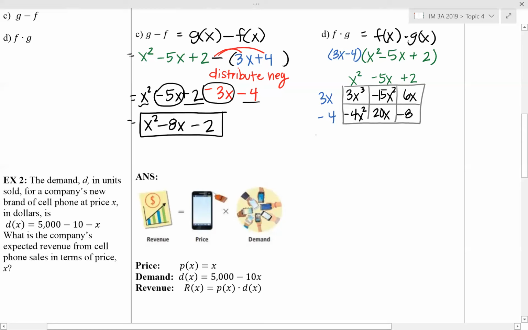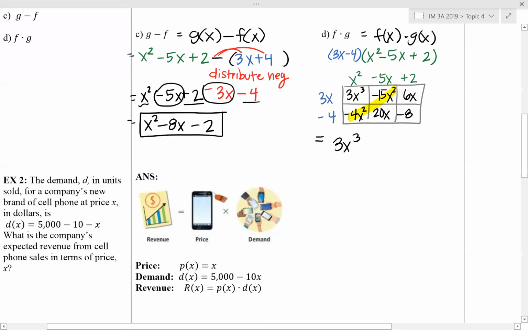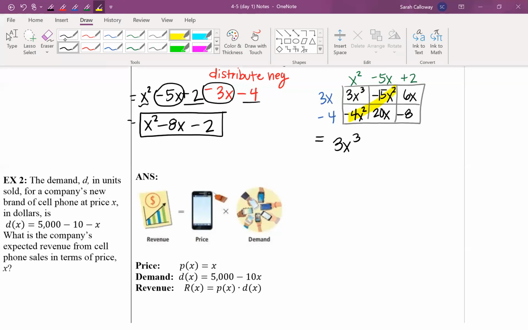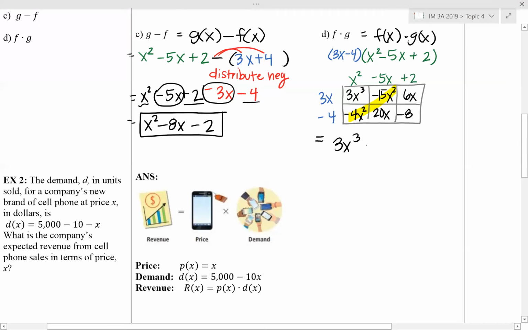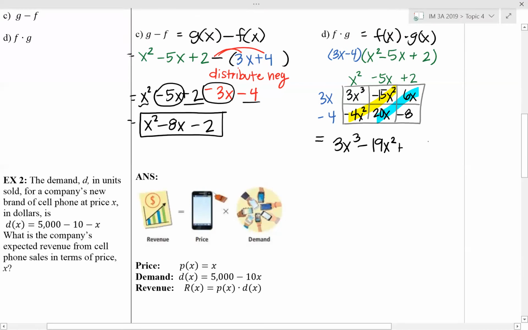And so when I combine like terms to get my answer here, I have only this first x cubed, so I have a 3x cubed. And then notice that on each diagonal, I have like terms. So I have squared terms here, so I can combine negative 15 plus negative 4x squared, which gives us negative 19x squared. And then if I combine 6x and 20x, that's going to give us plus 26x. And then our last term is the constant minus 8. So the product of f times g is 3x cubed minus 19x squared plus 26x minus 8.